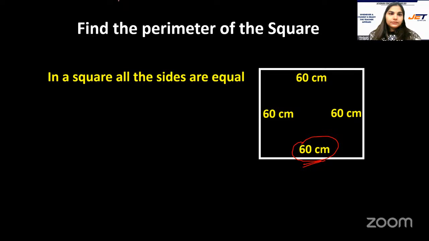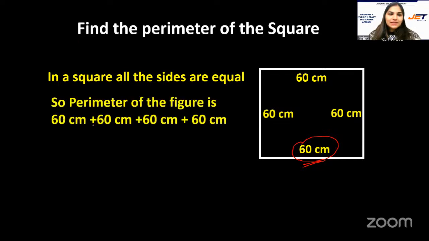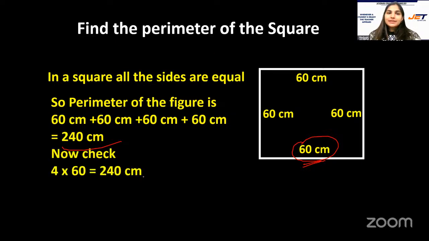Okay, so here 60 plus 60 plus 60 plus 60 is equal to 240 centimeters. 240 centimeters is the perimeter of the square. You can also check it like 4 times 60, which is equal to 240, because 4 times 6 is 24, and then a 0 here. 240 centimeters.